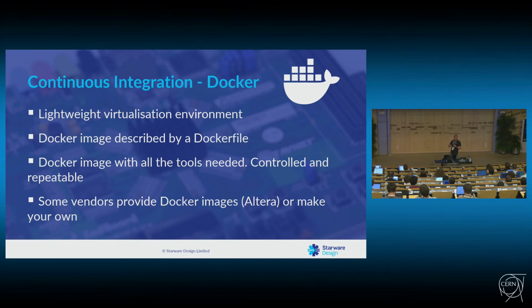So what you do, you build a Docker image that has all the tools you need. You start from a particular version of Ubuntu, then you add all the packages you need, Vivado, simulation tools, libraries, etc. There are some vendors that provide their own Docker container, like Altera. I've seen recently they provide their own Docker tools. You can make your own. I have a few for Vivado, if you like, even one for ICE.